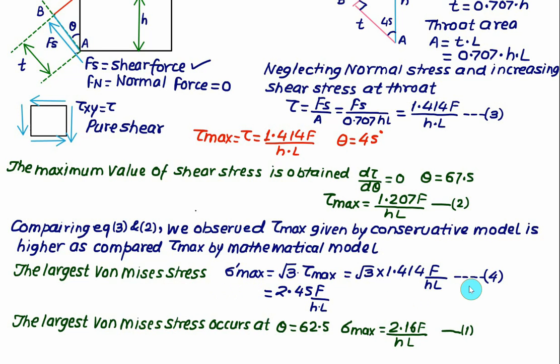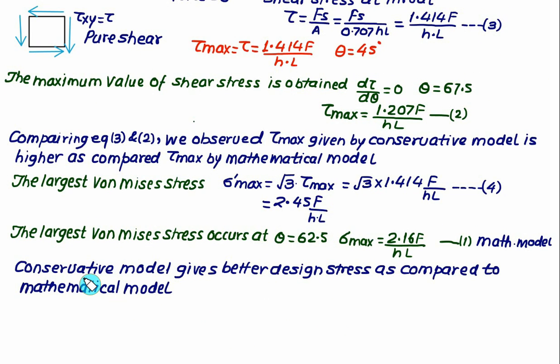So again, from equations number 4 and 1, we observed that the largest value of the von Mises stress, which is equal to 2.45 F by H into L, is larger than the value we derived from the mathematical model. So this equation we are using as a mathematical model, and this equation we obtained by the conservative model. So in all, we can find here that a conservative model always gives you a better idea of the stress as compared to the mathematical model.